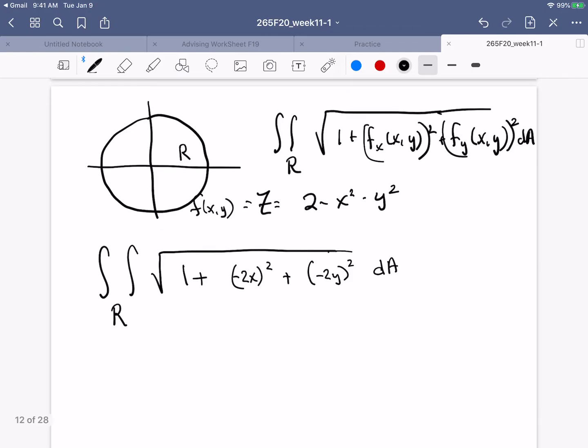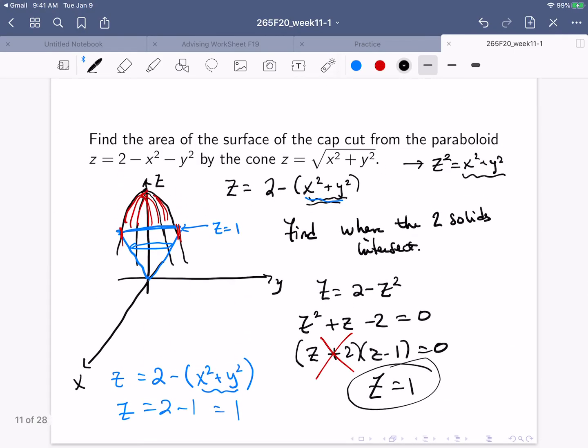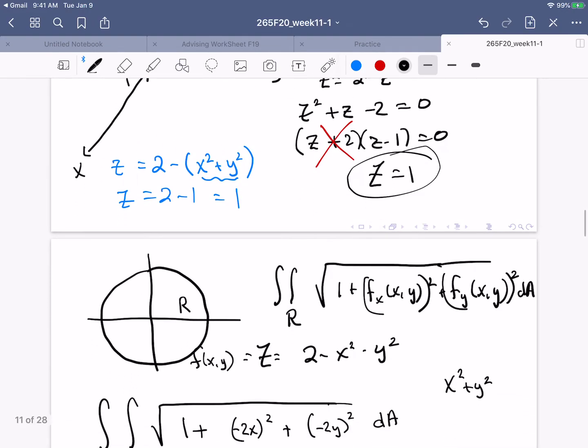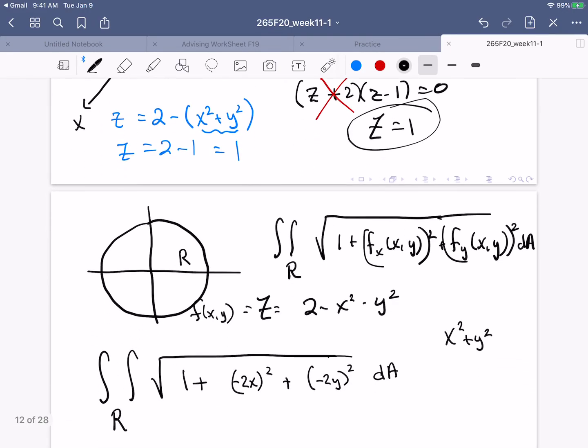Okay. Now, the fact that we have x squared plus y squared, let's go back up to our paraboloid. The biggest that x squared plus y squared is going to be is 1, because that's where it intersected, and we could see that these circular rings have a narrower radius as we get closer to z equals 2. Okay, so I can think of this region as having radius going from 0 to 1.